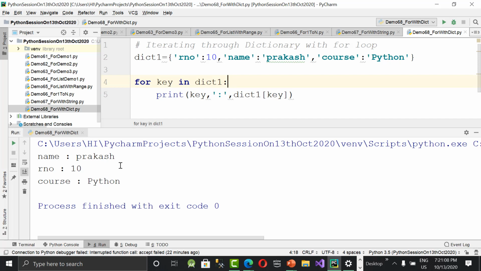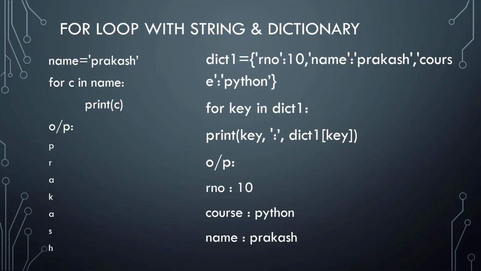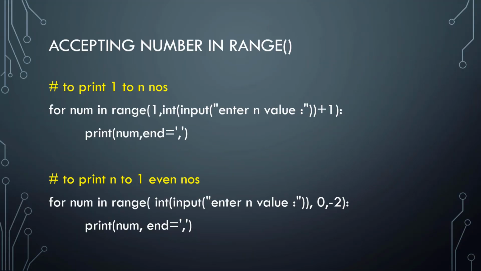Here, I'm using range to take input for 1 to n numbers. See how I'm using it: for num in range of, num can be any variable, in range of 1 comma integer of input of enter n value. Whatever n value we are taking, that plus 1. Why plus 1? Suppose n value is 10, I have to say 11. That is the reason for plus 1. From where do I need to start? 1. So what should I print? I need to print the num value.